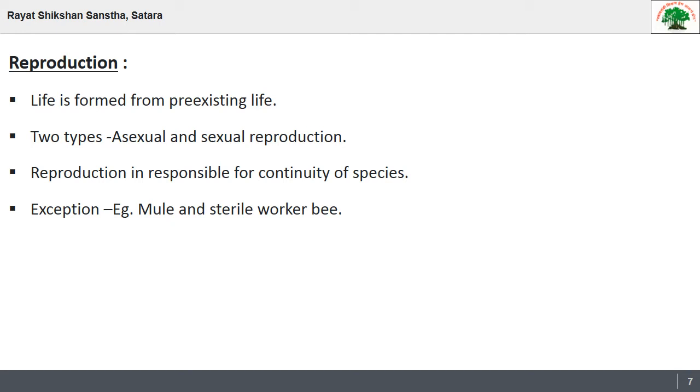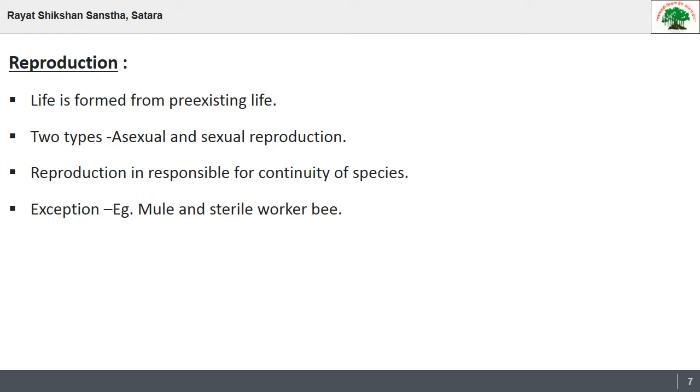Asexual reproduction means there is absence of gametes, and in sexual reproduction, gametes are present, they fuse, they form a zygote, and then the next life. So these are two types of reproduction. There are some exceptions to this reproduction. Means in the living world there are some exceptions, for example, mule and sterile worker bee.